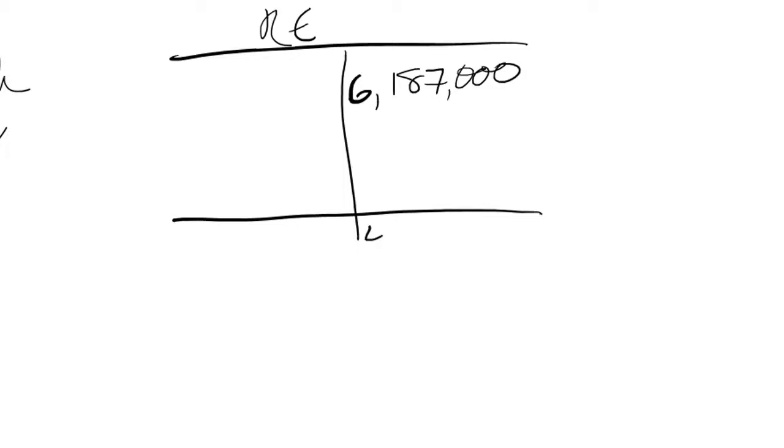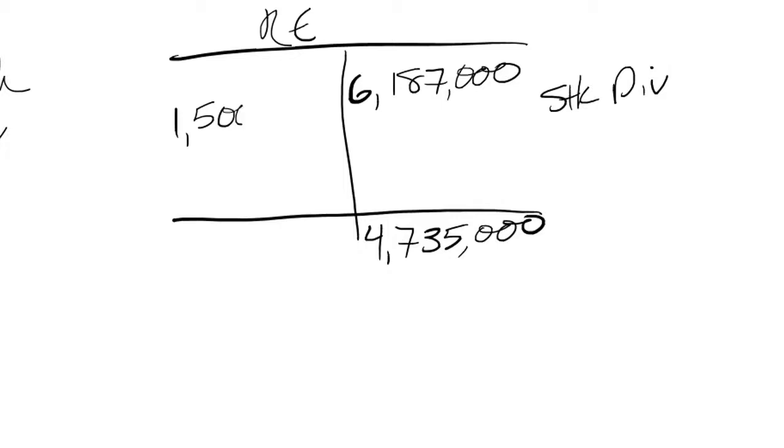So our beginning retained earnings was $6,187,000. We ended with $4,735,000. Going through step 3, there was a stock dividend that reduced retained earnings by $1.5 million. And there were 2 other adjustments that we need to take into account. The first was a cash dividend. I'll show this one to you.